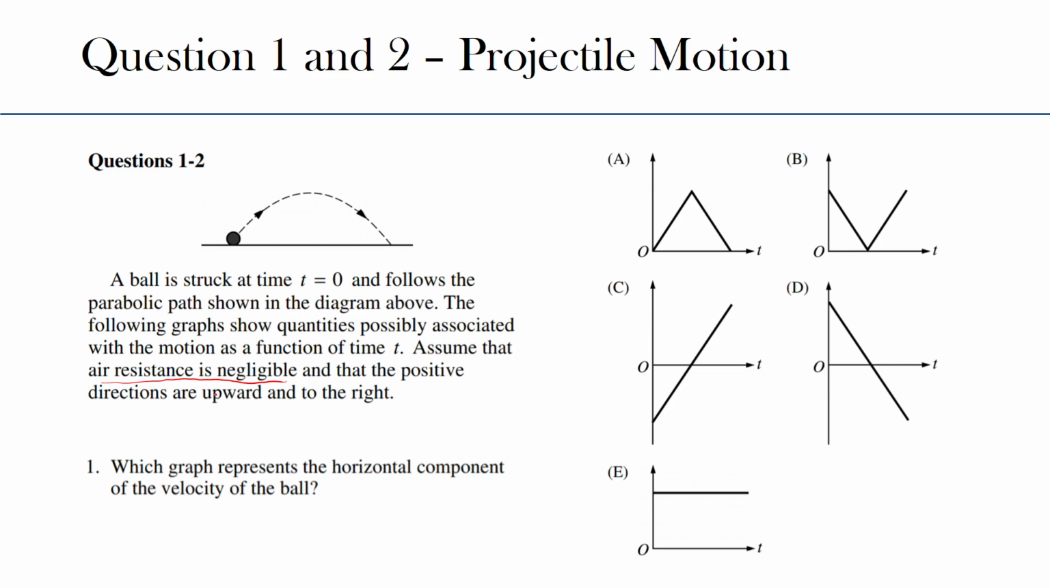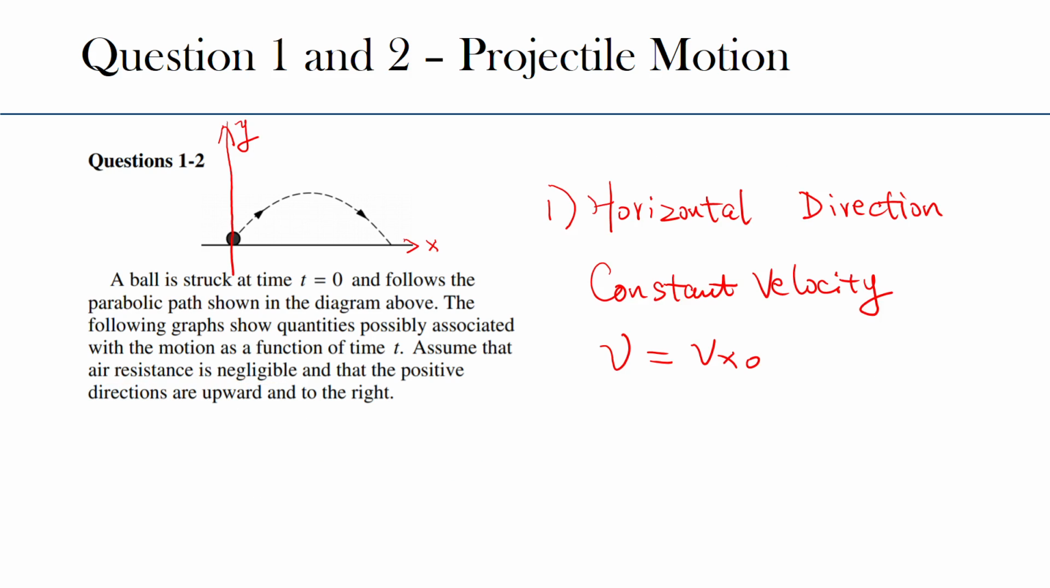Now the question is, how would you describe the horizontal component of the velocity of this ball? So A, B, C, D, E. Let's analyze this question. Firstly, projectile motion is the first and most important two-direction motion you'll be dealing with in physics. The two dimensions are horizontal, which can also be called the x direction, and vertical, which can also be called the y direction.